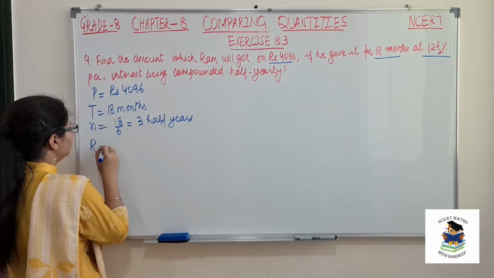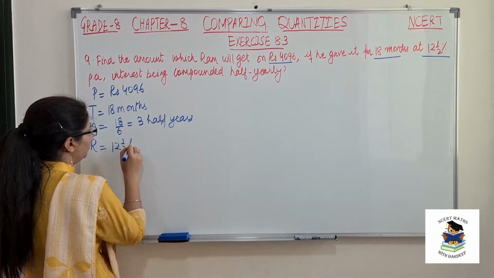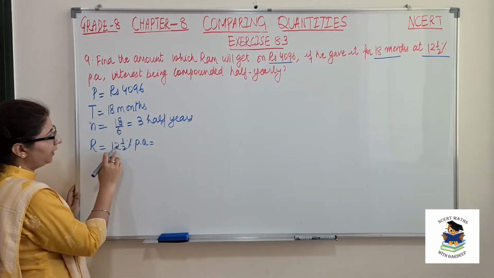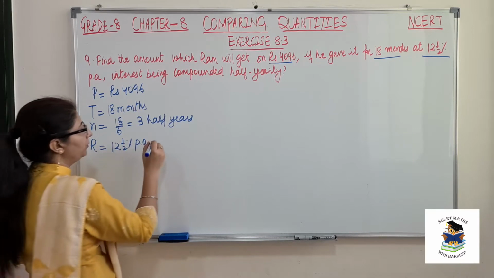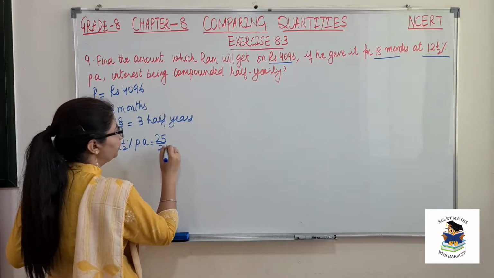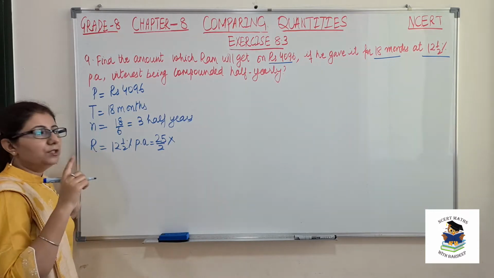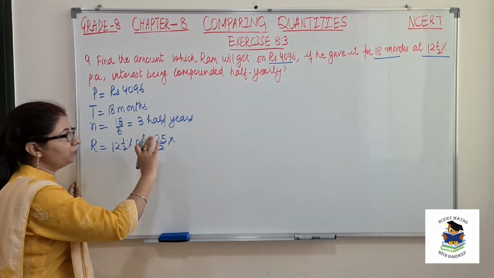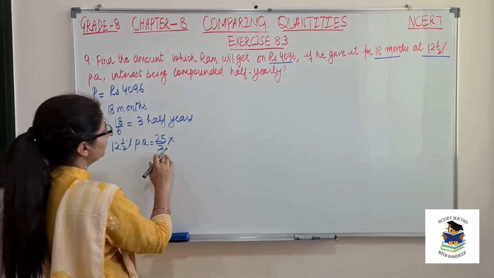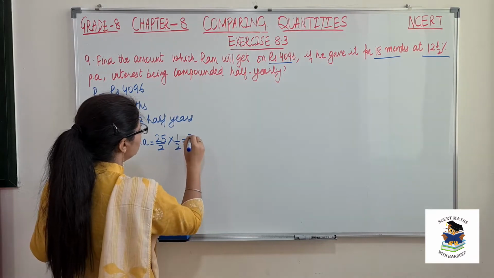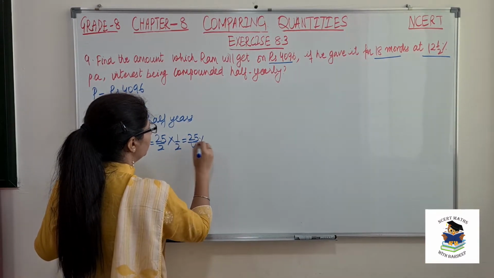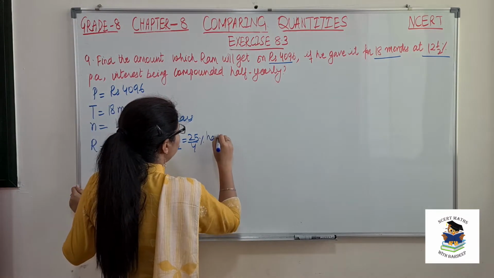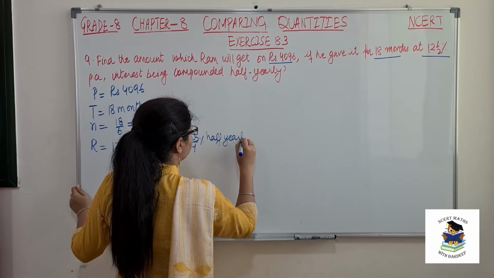So what is R? This is 12.5% per annum. If you convert this into an improper fraction, 12 twos are 24, 24 plus 1 is 25 by 2%. This is per annum. Since we have converted n into half years, this will also be halved. So 1 by 2 of this is 25 by 4% compounded half yearly. We can write 25 by 4% half yearly.